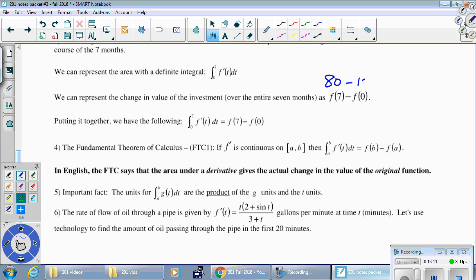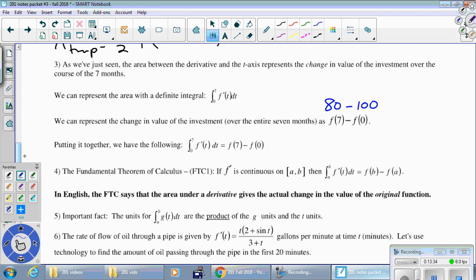80 minus 100, that's the negative 20, which was the total change in the value of the investment from the start to the end. But 80 is really just f of 7, right? That's the function value, the value of the investment after 7 months. And f of 0 is the 100. And so the actual change in the value of the investment is clearly f of 7 minus f of 0.